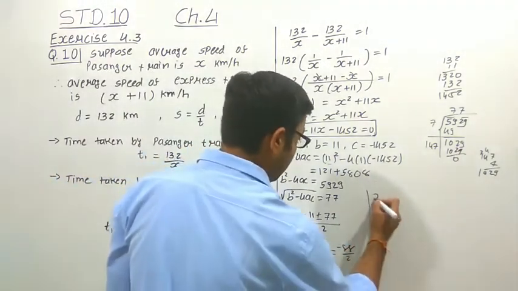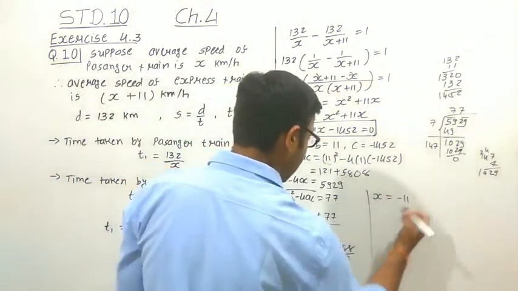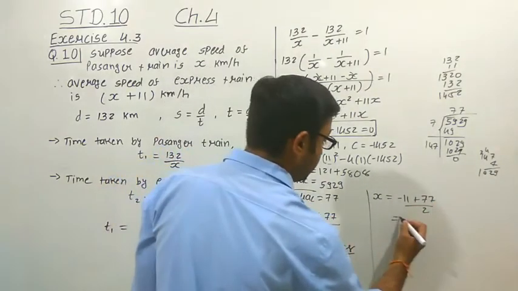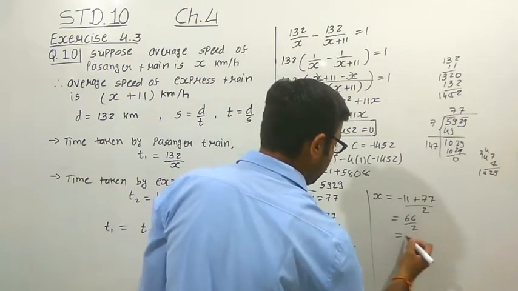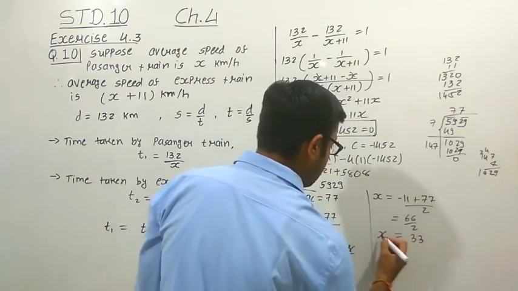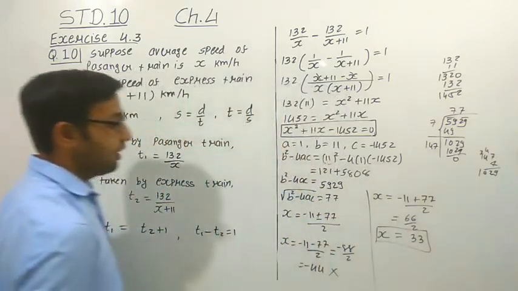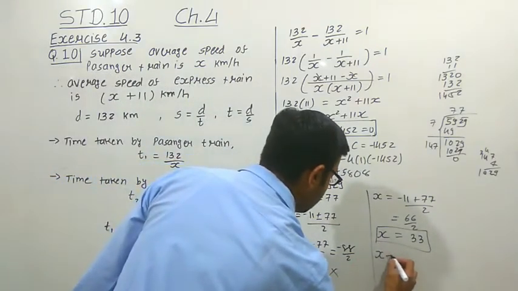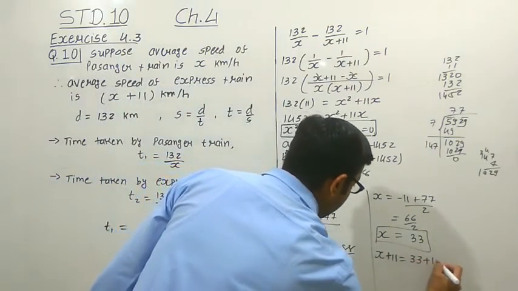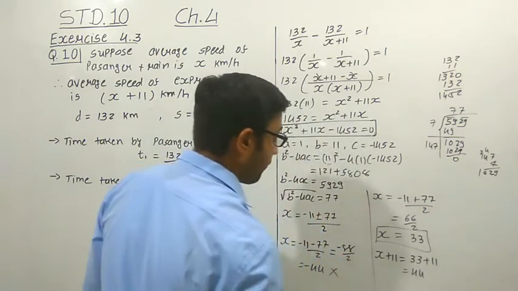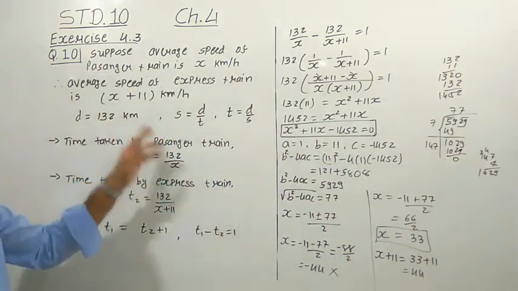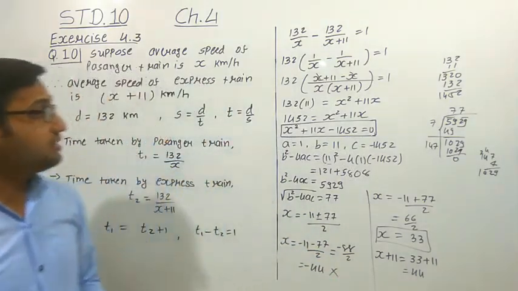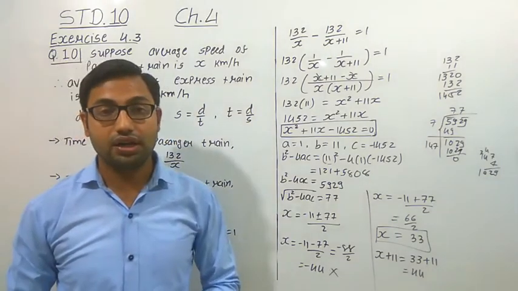Now we can write down the second value of x, that is equal to minus 11 plus 77 upon 2. So here we get 66 upon 2, so we get 33. So this is the value of x we get. And what is x? Speed of the passenger train. In the same way, the speed of the express train is x plus 11, that is 33 plus 11, we get 44. So the speed of the express train is x plus 11, that is equal to 44 km per hour. So this is how we can solve this type of quadratic equations.